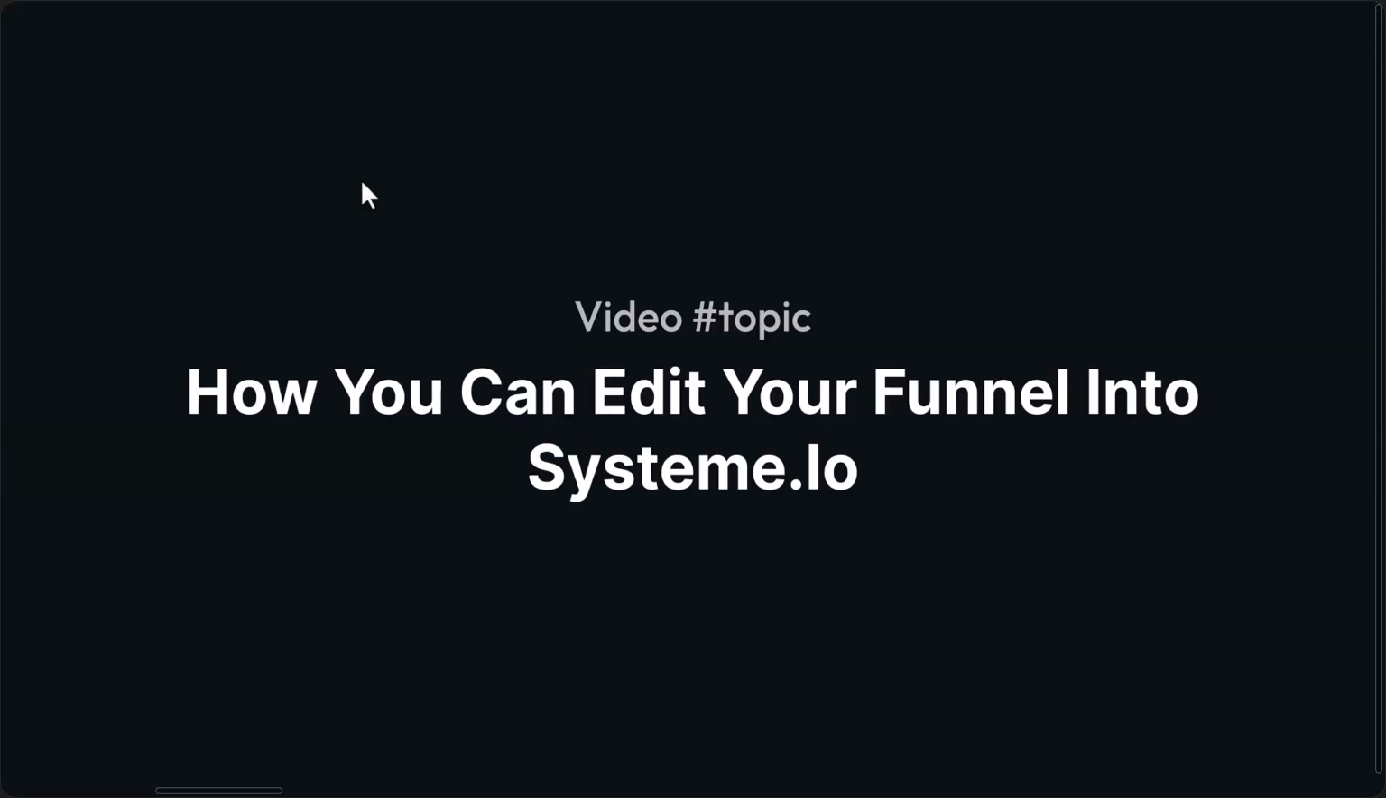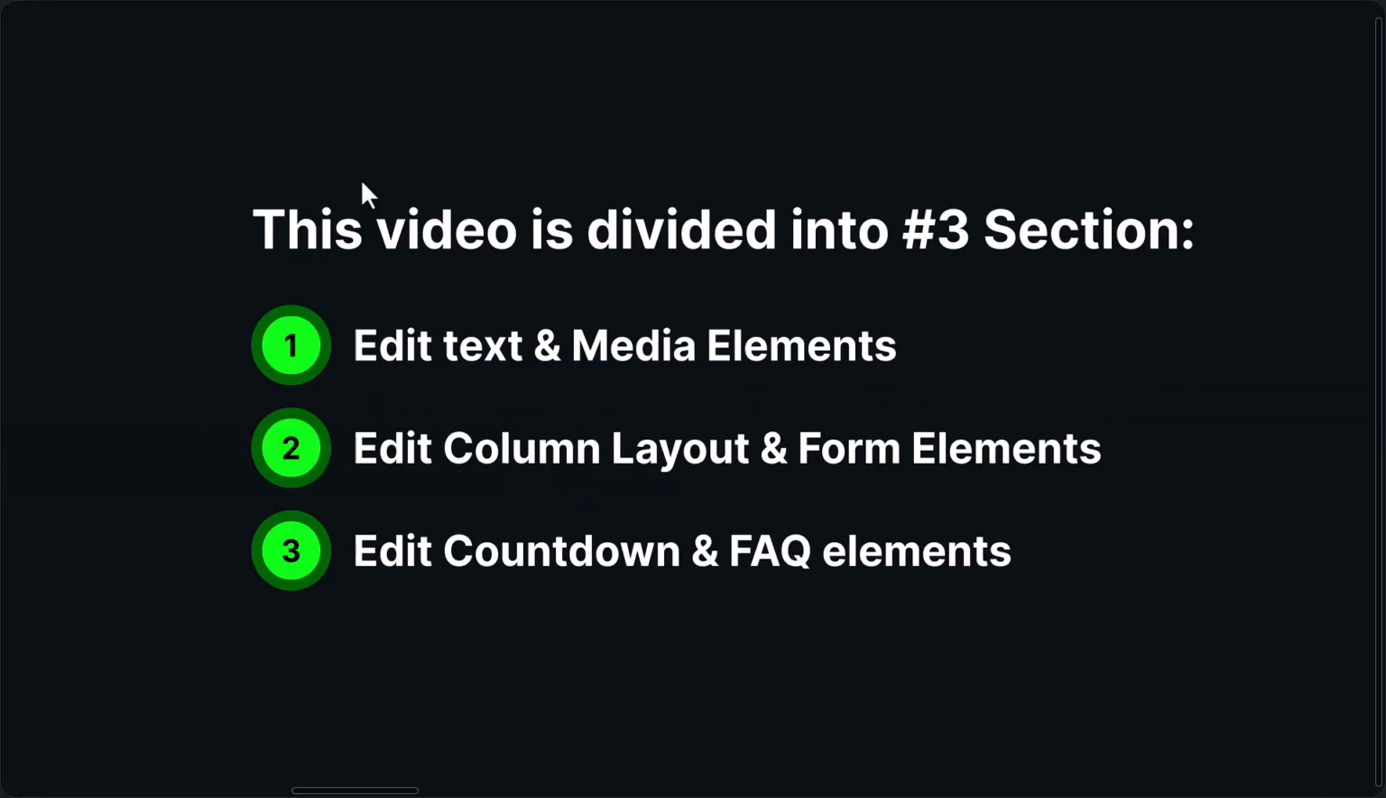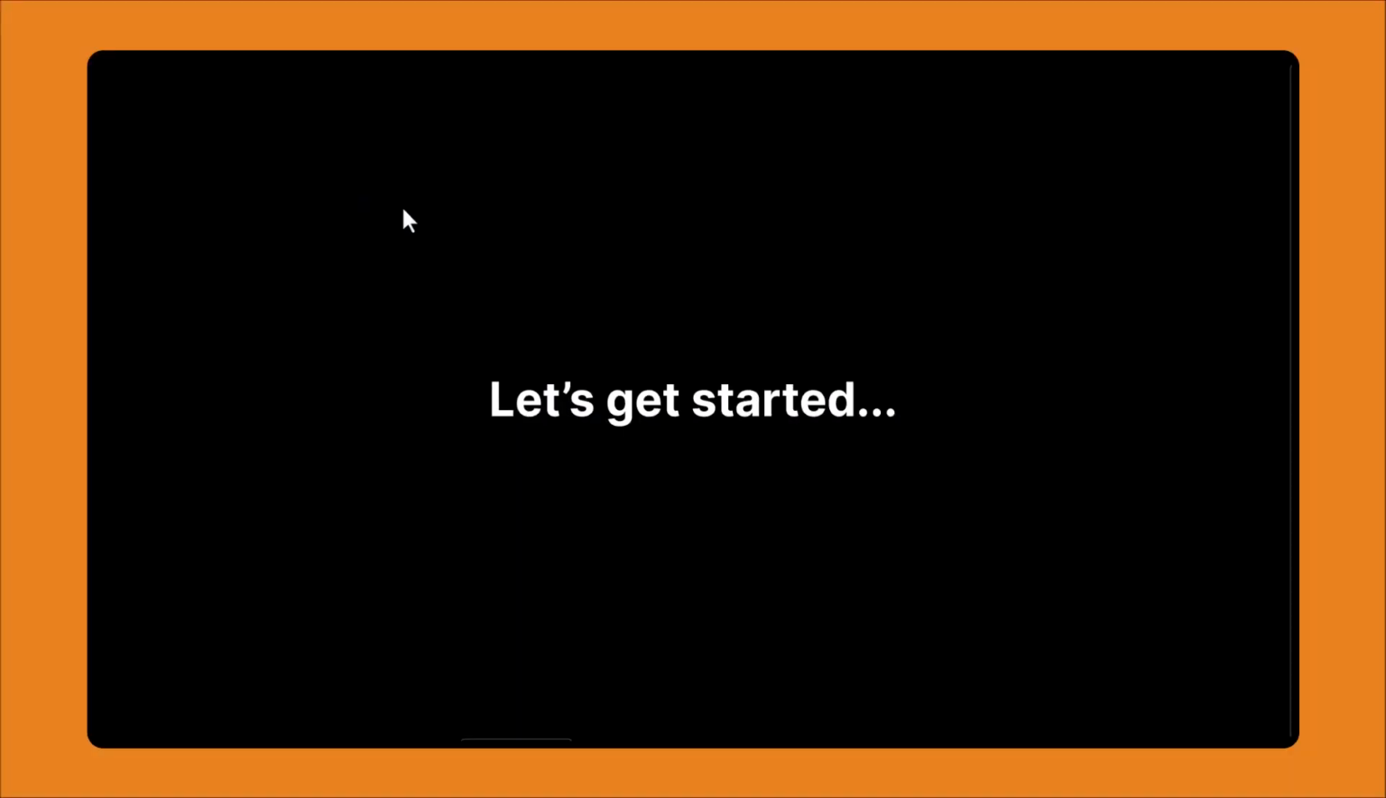Today in this video, I'm going to show you how you can edit your funnel in Systeme.io. This video is divided into 3 sections. In the first section, I'm going to show you how you can edit text and media elements. In the next section, I will show you how you can edit column layouts and form elements. And at the end, I will show you how you can edit countdown and FAQ elements. So these are the things you're going to learn in this video. Without further ado, let's get started.